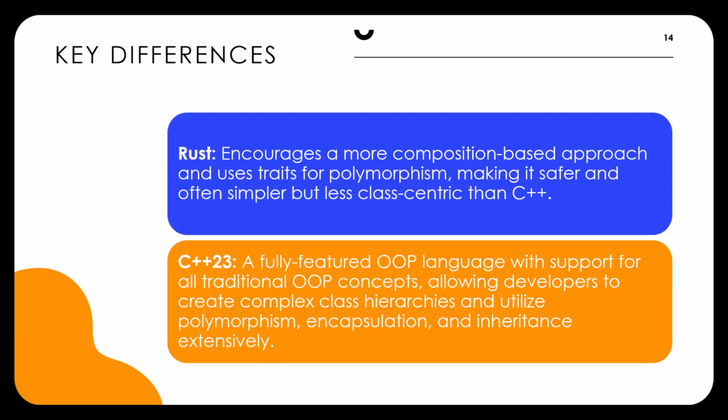To wrap up, Rust's trait-based approach promotes composition, while C++ leans on traditional inheritance and encapsulation. Both are effective, but the choice depends on your preferred style and project needs.